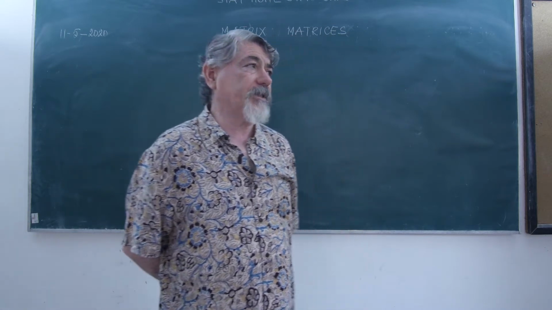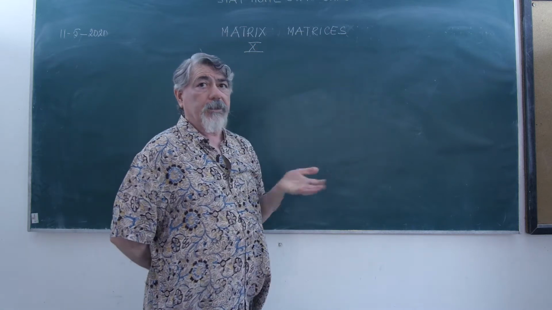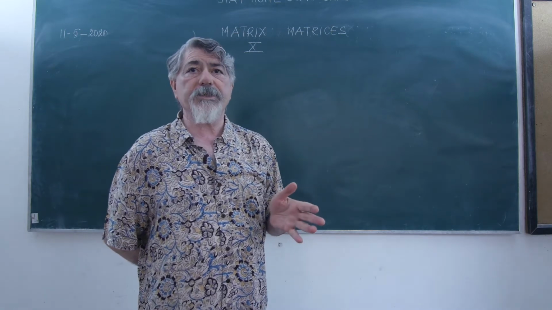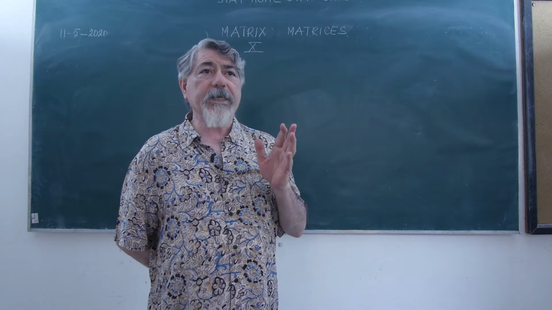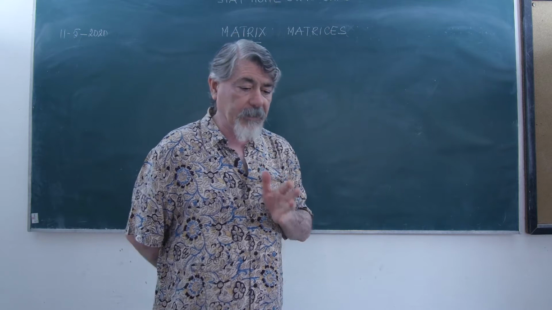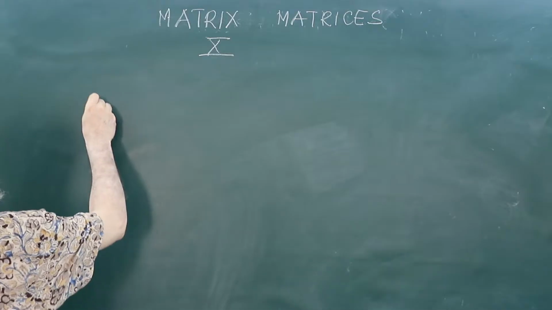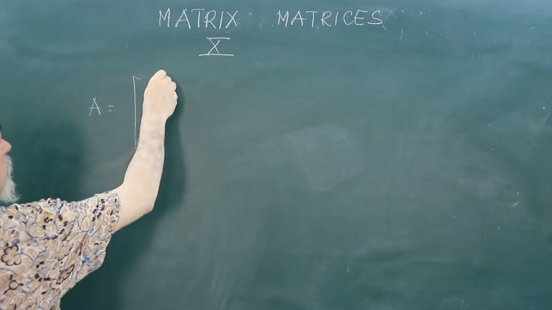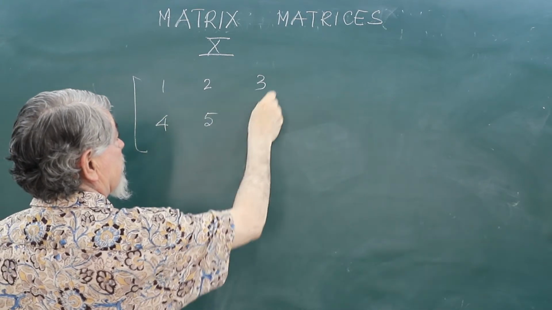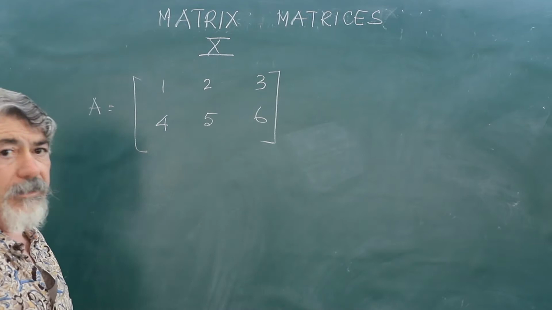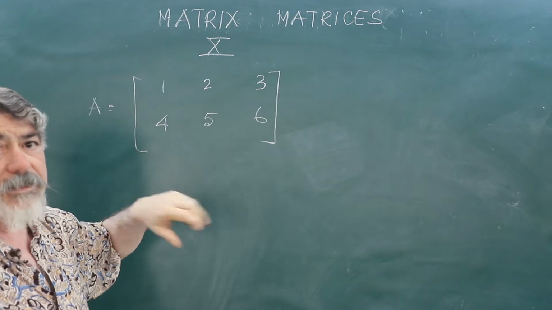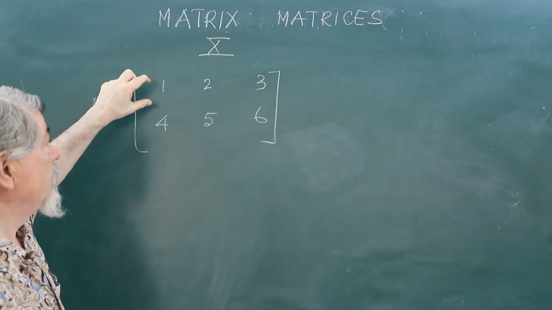Today we are going to teach a new topic, matrix or matrices, which is the plural of matrix. What is a matrix? A rectangular arrangement of numbers in rows and columns is called a matrix. For example, if I write down A is equal to 1, 2, 3, 4, 5, 6, this is an arrangement of numbers in rows and columns, and it is called a matrix.